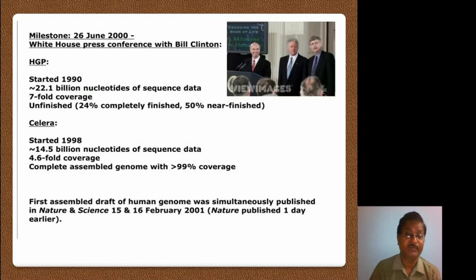Now it is finished. Then Celera started in 1998. Approximately 14.5 billion nucleotides of sequence data were sequenced. 4.6-fold coverage was done, and a completely assembled genome with 99% coverage was achieved. The first assembled draft of the human genome was simultaneously published in the scientific journals Nature and Science, on 15th and 16th February 2001.